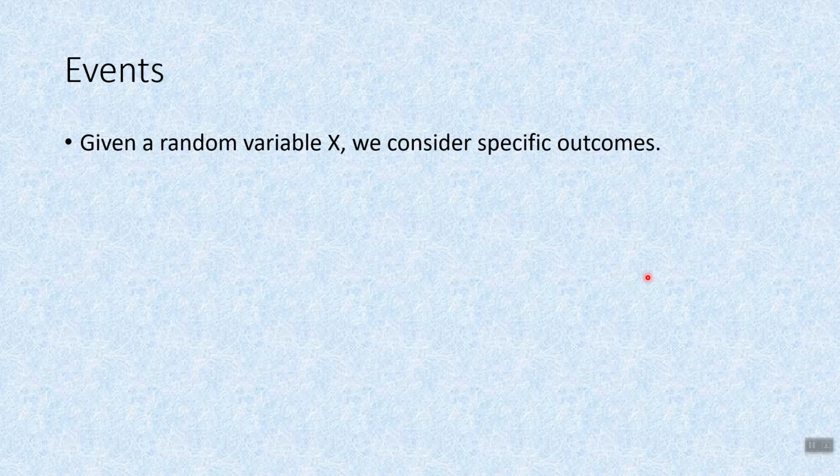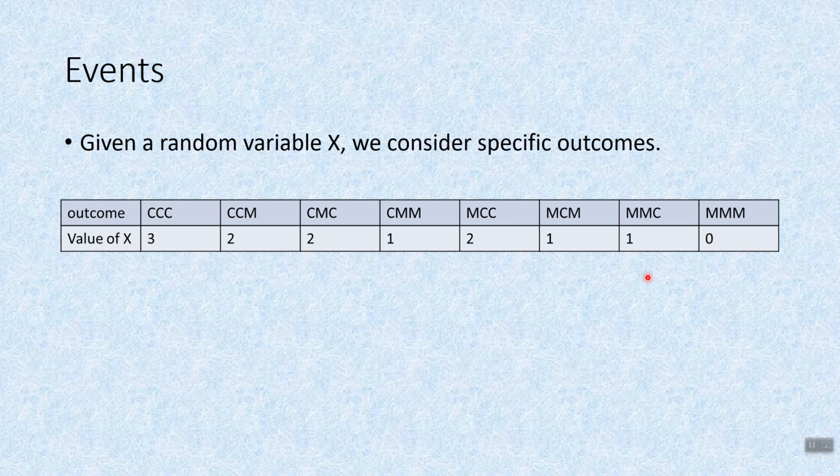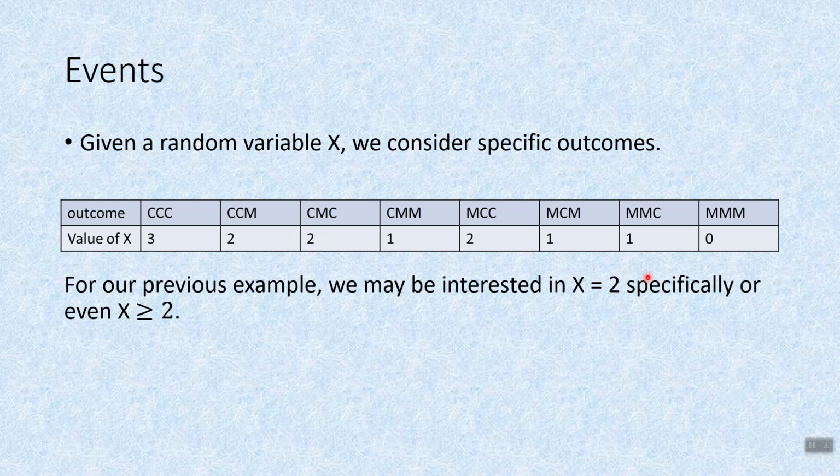Now, we can look at events specifically as well. Given any random variable X, we can consider specific outcomes. For example, in our previous toss using color guard, the UTEP Diamonds, we might want to know the probability that there were exactly 2 catches. Or maybe even 2 or more catches, right? X is greater than or equal to 2.